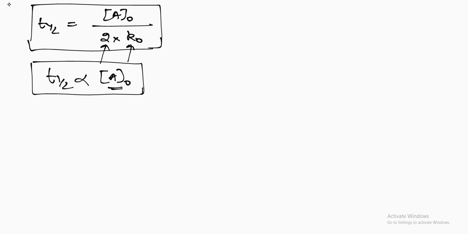Right? This is for zero order reaction. Note down. Is this clear, students? Any doubt? Students, is this clear? Yes, sir. Right? Yeah.